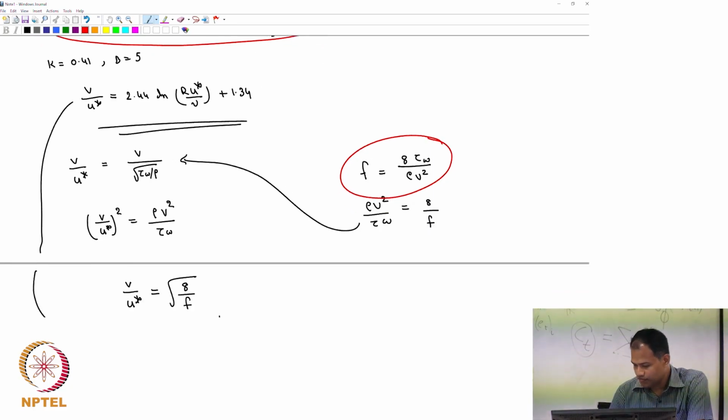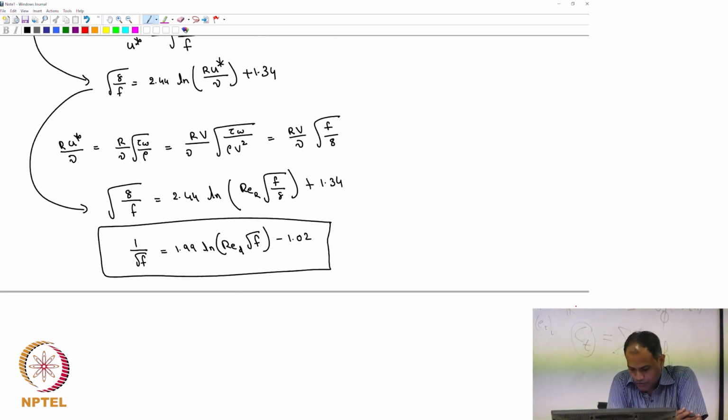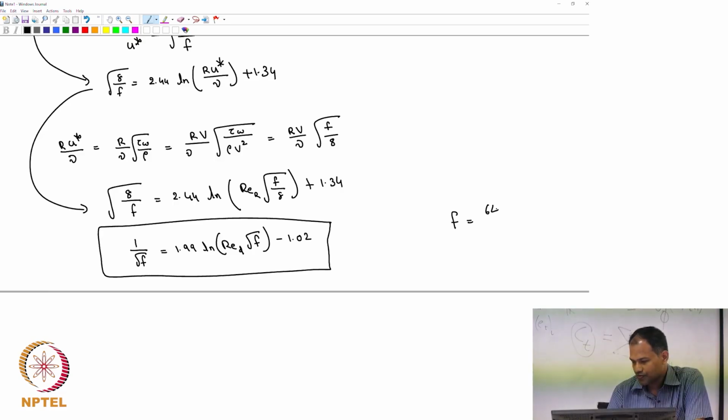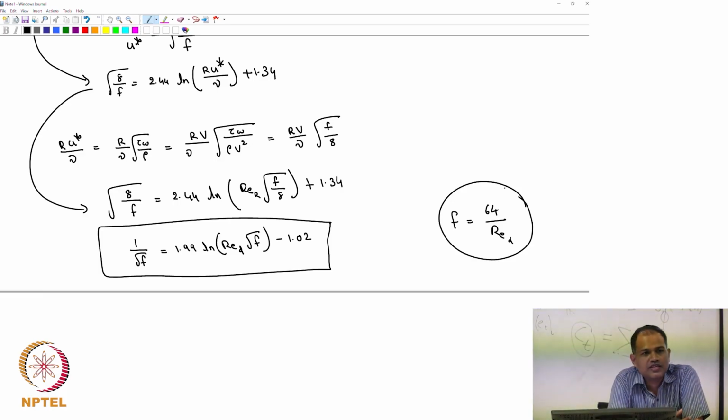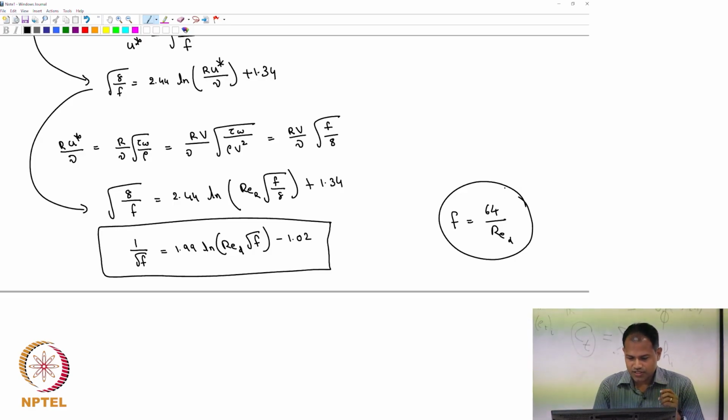And therefore we ended up with this expression, which is 1 by root f is approximately 2 log Re root f minus 1.02, as opposed to what was in laminar flow. I'm putting the suffix d to show that the Reynolds number is calculated based on the diameter and not on the radius. Given Reynolds number, if you want to calculate friction factor in laminar flow, it was much easier. But how is it in turbulent flow?